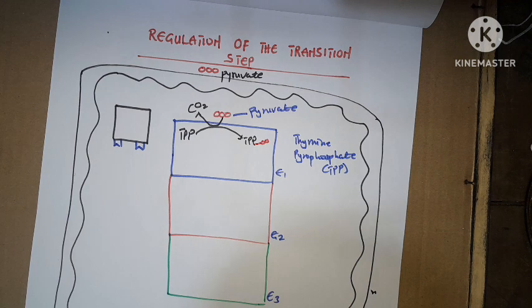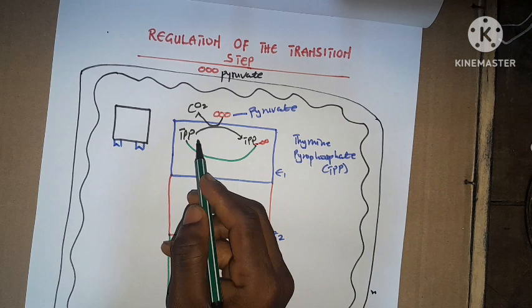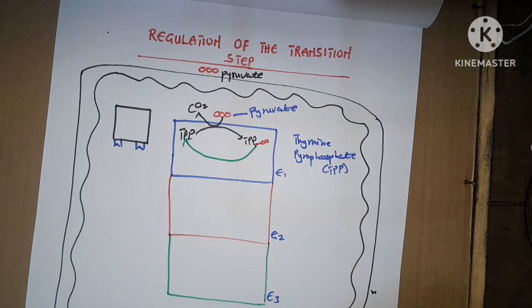And when the two carbons get bound to this thiamine pyrophosphate, TPP will give up the acetyl-CoA, the two carbons, to the next enzyme. When it does that, it goes back to its original form, that is the TPP. When it gives up the acetyl-CoA, it comes back to its original form. Let me do that here too. So TPP will give up the acetyl-CoA and come back to its original form.